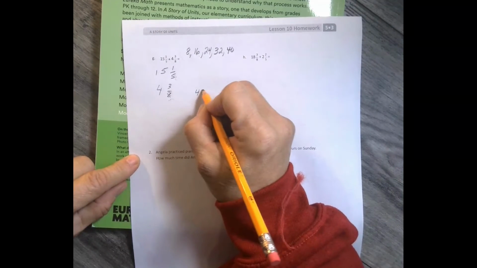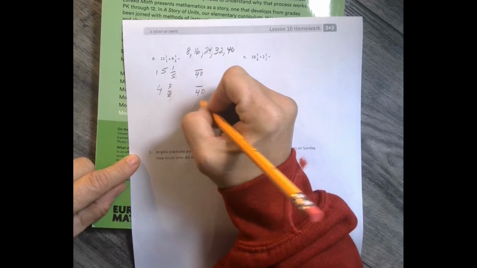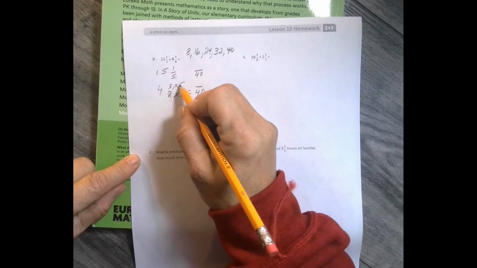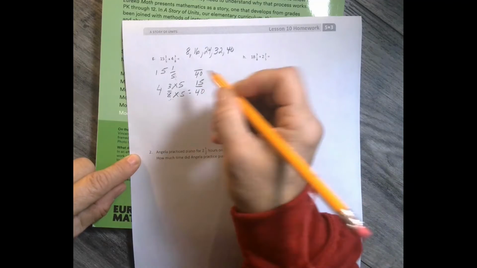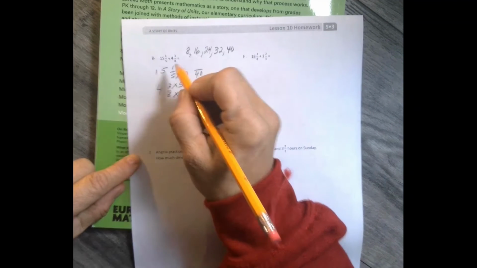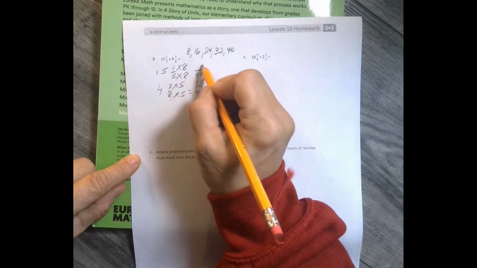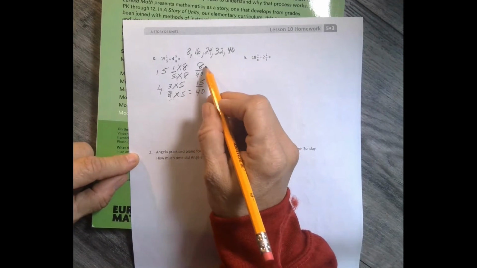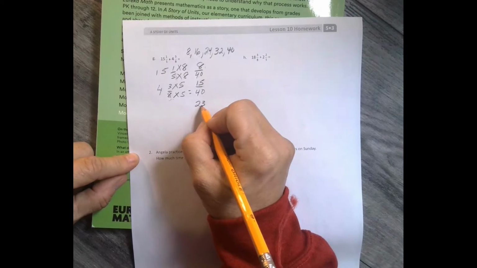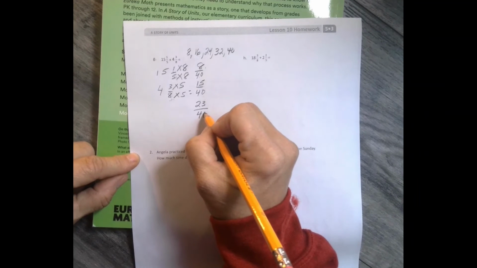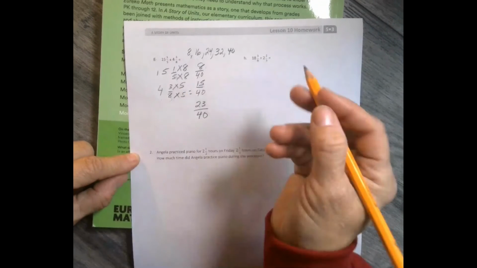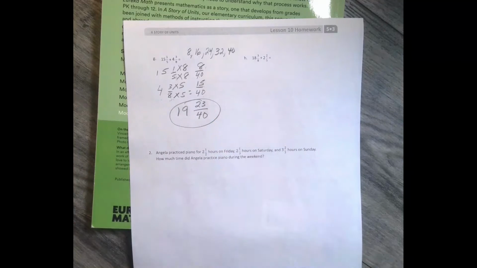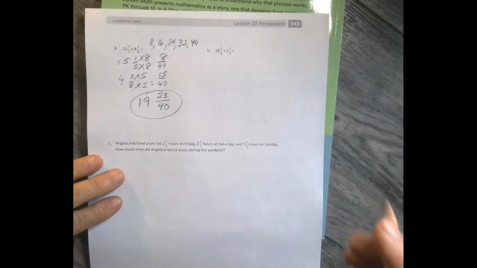But let's go ahead and turn it into 40ths. 8 times 5 is 40, so 3 times 5 is 15. 5 times 8 is 40, so 1 times 8 is 8. We're going to add those up. 15 plus 8 is 23/40. And over here, we have 15 plus 4, which is 19. So our answer is 19 and 23/40.